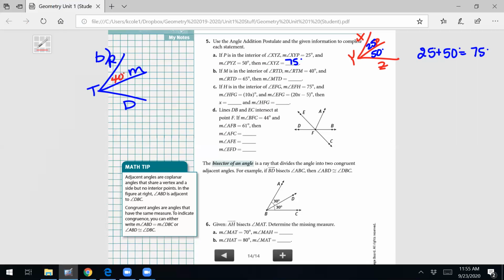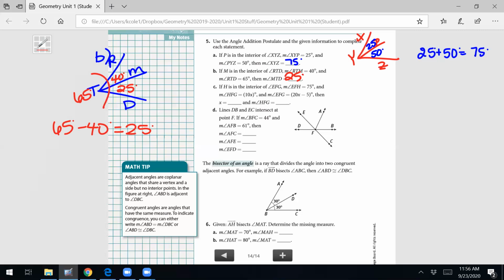And we know that RTD, which is the whole thing, is 65. So if part of it is 40 and the whole thing's 65, what's MTD going to be? 25. And you know that because 65 minus 40 equals 25. All right, easy, very basic.